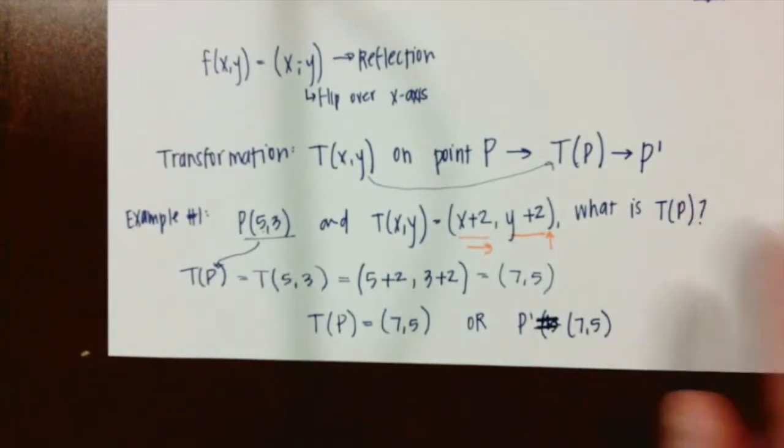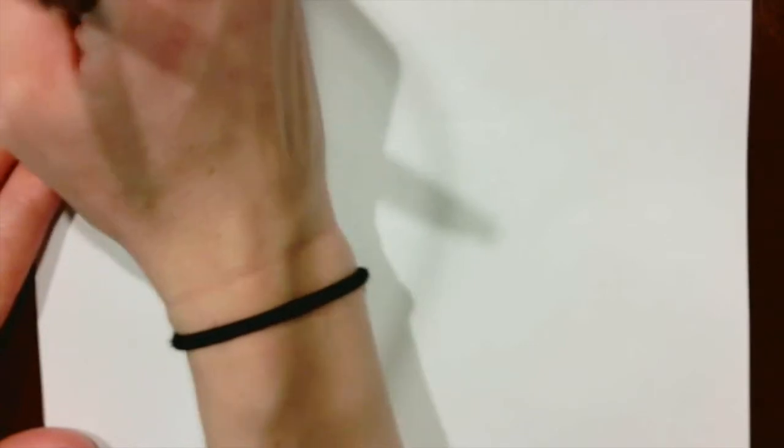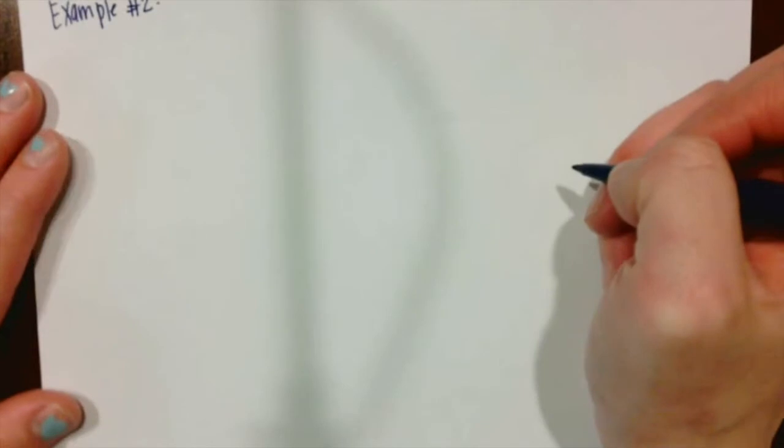Let's look at another example of this function notation for transformations. This time, for example number 2, rather than looking at a single point, we're going to look at 3 different points. So we're going to look at triangle ABC. Remember, triangle ABC has to be made up of 3 points: point A, point B, and point C.